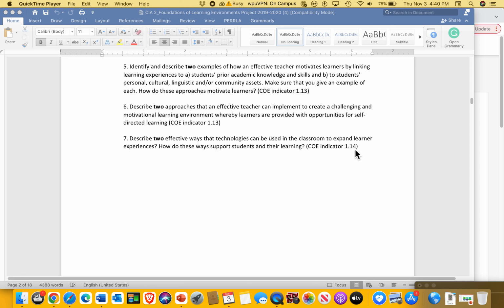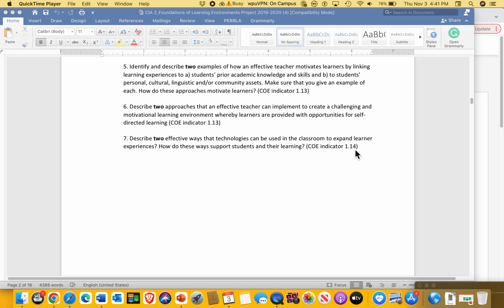Number 7. Describe two effective ways that technologies can be used in the classroom to expand learner experiences. How do these ways support students and their learning? Okay, so here's the thing. People use the word technology, but what they mean is the websites, software, devices, for example, your phone, the iPad, internet web quests.